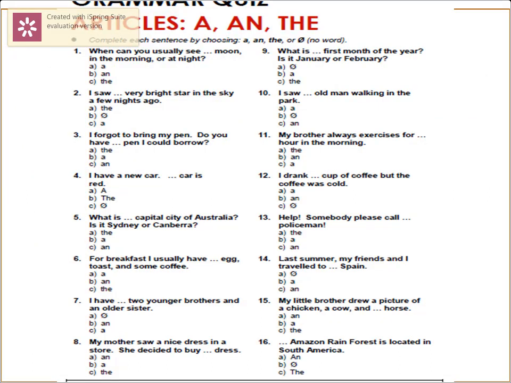Now I have put here an exercise for you to do. Go through that and come up with your answers.